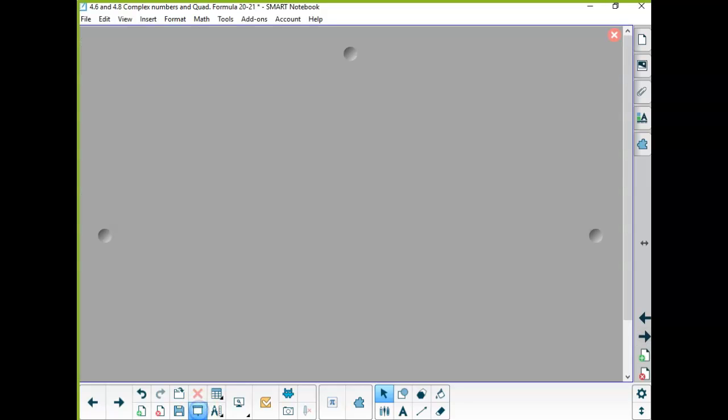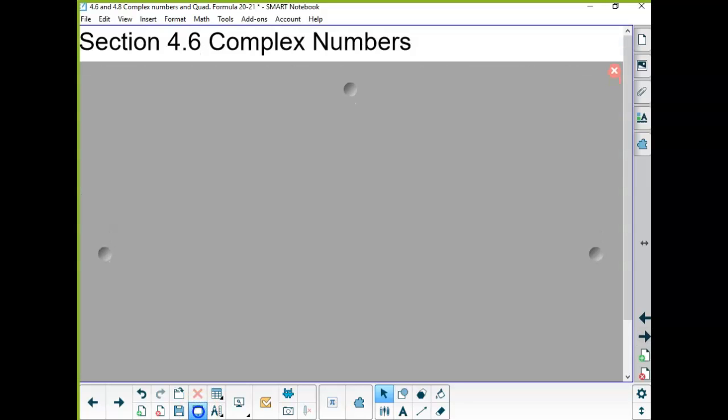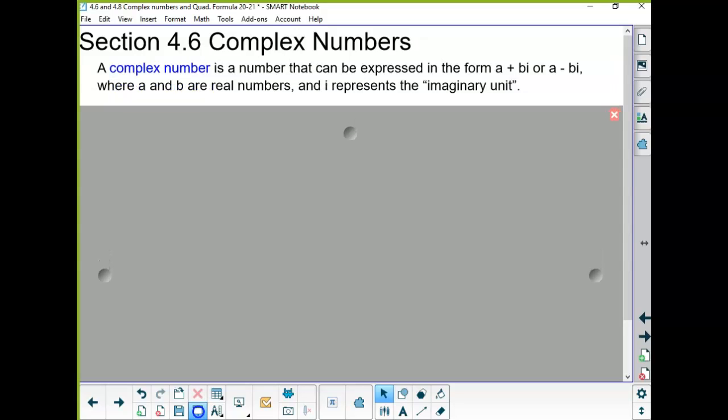So, what in the world did we just do? Well, we just learned about something called complex numbers. So these are the notes for today. We're actually going to cover two sections. 4.6 out of the textbook is on complex numbers. And that's all about what happens when I take the square root of a negative number. It turns into something we call i.